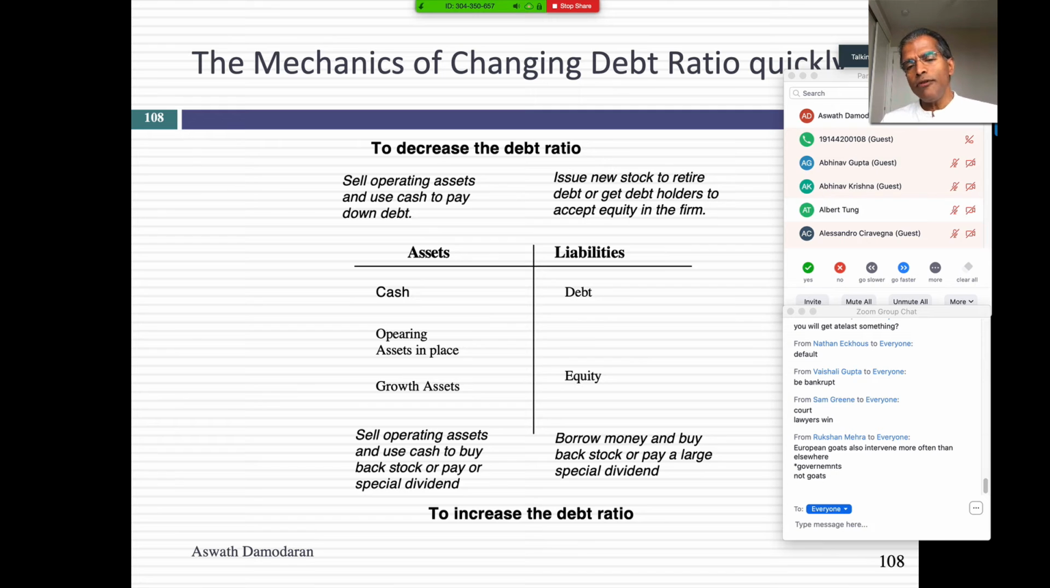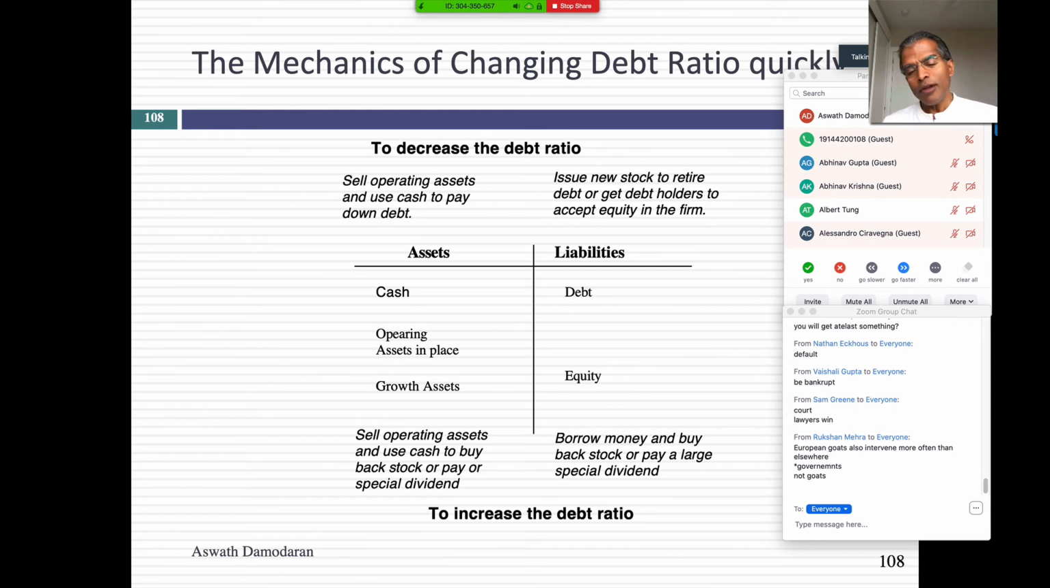Because if you want to change your debt ratio quickly, there are, as I said, a couple of ways you can do it. One is if you want to decrease your debt ratio, the more difficult problem, you have to sell assets. Tough to do, and use the cash to pay down debt or try to issue new stock to retire debt. Both of those options are difficult options, and that's why I said try not to overshoot your debt ratio.